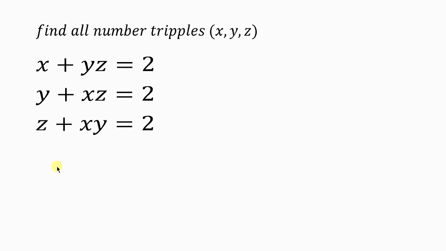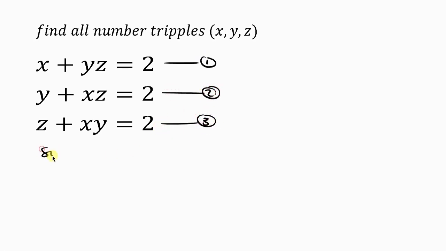Now we have this question on the board which says find all number triples x, y, and z such that x plus yz is equal to 2, y plus xz is equal to 2, and z plus xy is equal to 2. Well, I'm going to be calling this first equation, equation 1. I'll call this equation 2, and I'll call this equation 3.